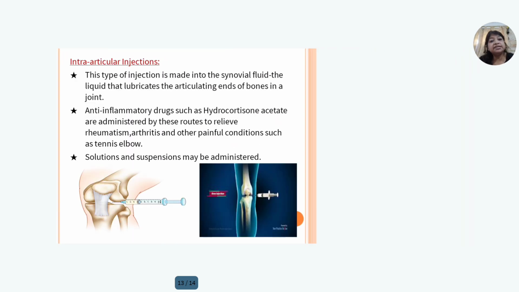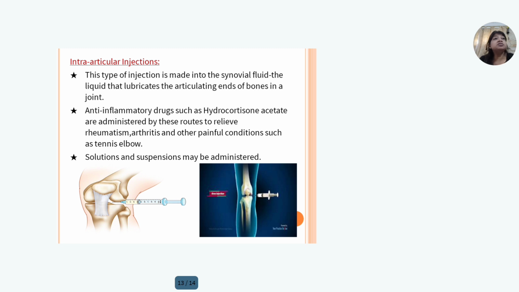Next is the intra-articular injection. This type of injection is made into the synovial fluid that is present in our joints, especially the knee joints. This synovial fluid is very important to lubricate our knee joint. Various kinds of anti-inflammatory drugs like hydrocortisone acetate are injected through this route to treat rheumatoid arthritis.